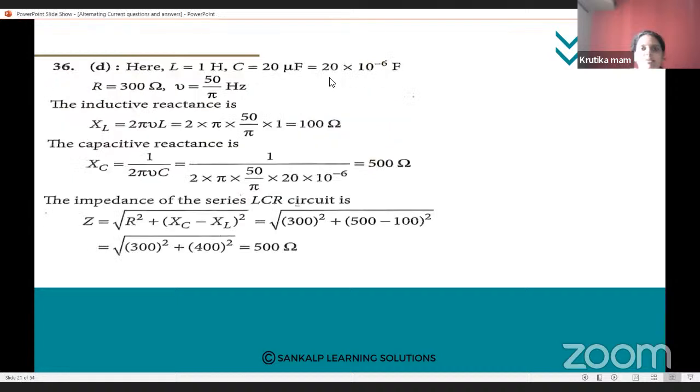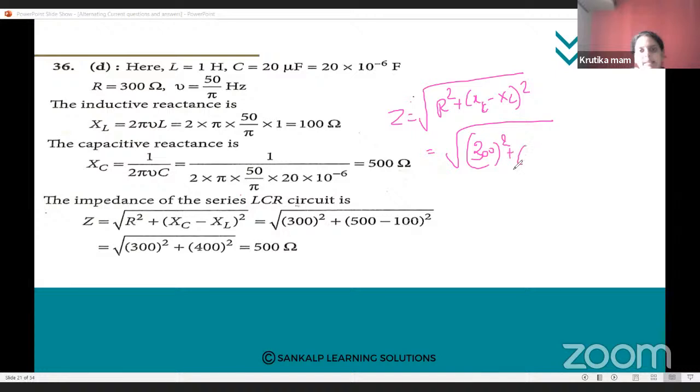Yes. So as I told you already, we have the formula Z is equal to under root of R square plus XC minus XL whole square. So this R square is equal to 300 whole square plus XL minus XC. XL minus XC, you need to calculate beforehand. XL is equal to 2 pi FL. So therefore it is 2 into pi into F value. In the diagram it is 50 upon pi, and it is into L. So pi will get cancelled. This is 100 ohm.